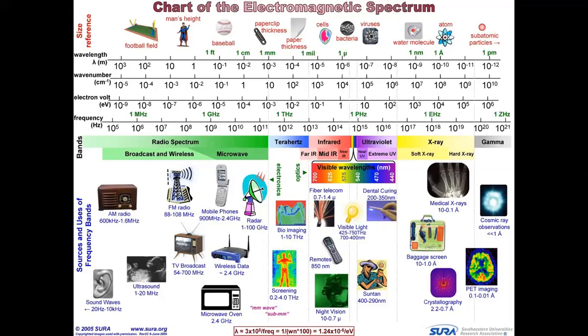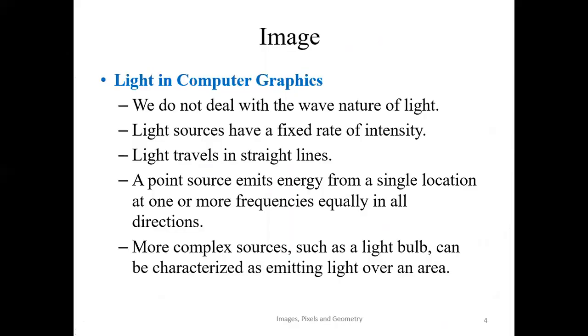Okay, so here is the chart of the electromagnetic spectrum. Just to give you an idea, out of this whole spectrum, here we have a football field in terms of 10 to the power 3, 10 to the power 2. Here we have a baseball, and if we keep going on, here we have subatomic particles. Out of all of this, the light wavelength is actually very small. So in computer graphics, we do not deal with the wave nature of light. Okay, that is not our concern, how the physics works.